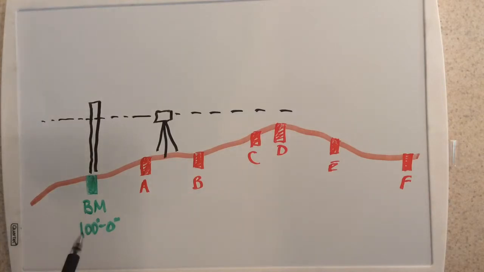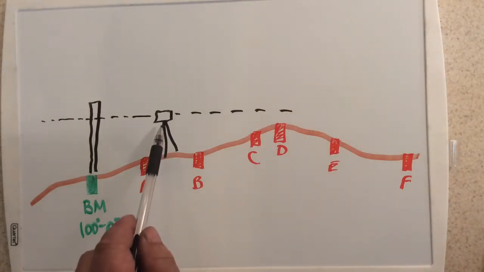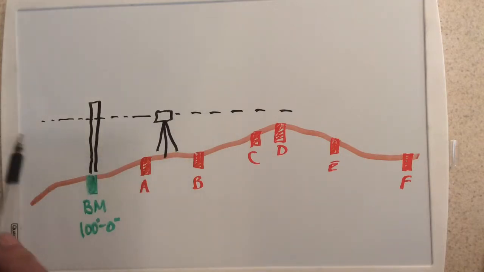Now here we have assigned the benchmark an elevation of 100 feet. The reason that we do this is if we are going to go lower than that point, we do not get into negative numbers that some people don't like to deal with. So here we have a transit that's set up, and it is shooting a level line.